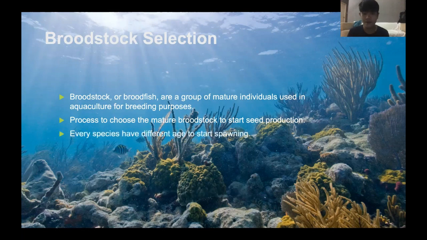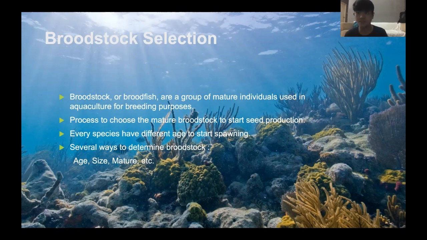Every species has a different age to start spawning, and they have several ways to determine the broodstock. First is the age, the size, and also the maturity. But every fish has a different age to reach the mature stage. So that's why broodstock selection is important.